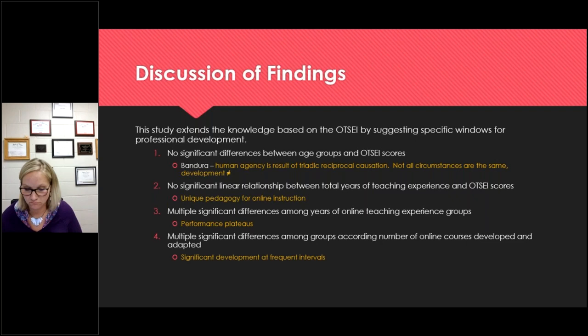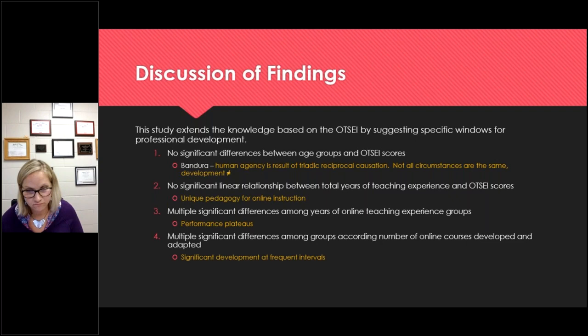So the absence of significance was significant there. Secondly, there was no significant linear relationship between the total years of teaching experience and the OTSEI scores. This could be indicative of the unique pedagogy for online instruction. Pedagogy was not a variable in this particular study, but it did come up in the literature as a source of concern for nurse educators.